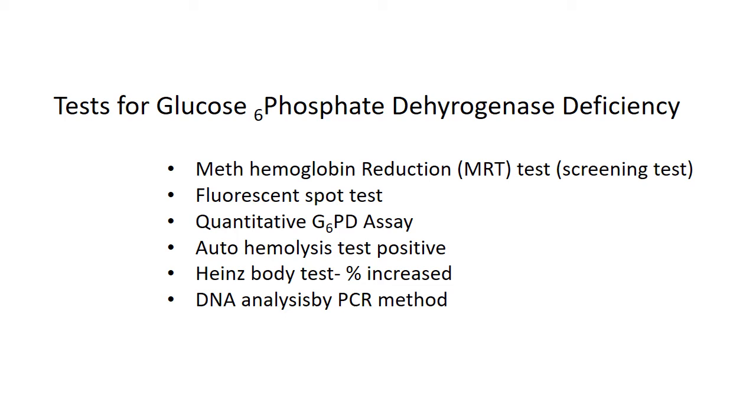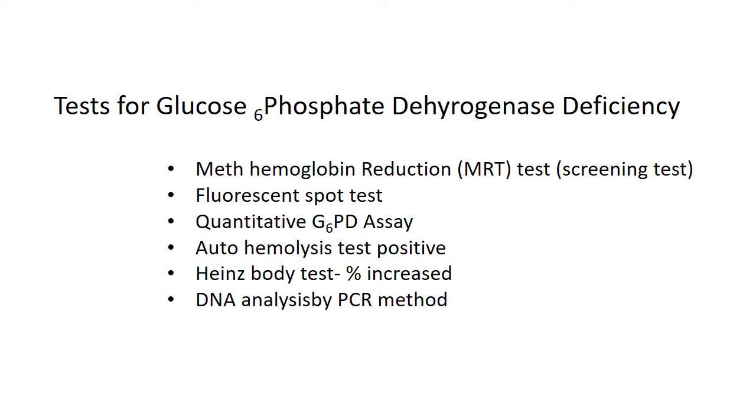Test for glucose 6-phosphate dehydrogenase. We have seen laboratory diagnosis. Now these are the special tests. Methemoglobin reduction test. It is also called MRT test, which is a screening test. Next, fluorescent spot test, quantitative G6PD assay.